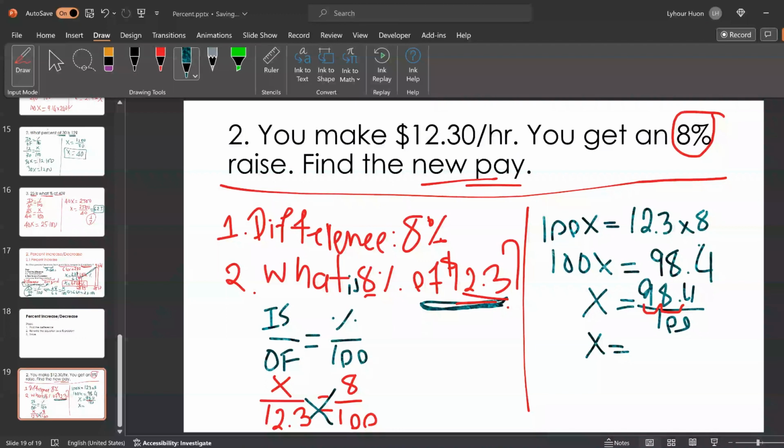We shift one digit here, two digits here. So the answer is 0.984. Do we have the units?